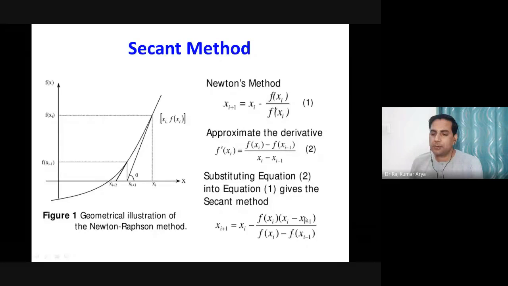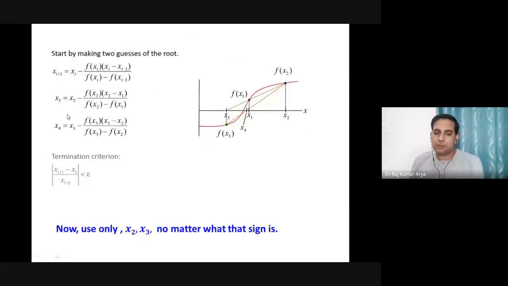Now from here you have substituted the derivative in this equation 1. Now you got another equation here, for x_{i+1}. You started from the first value only, and then you got another value from here. This method says you guess any two values, x1 and x2, and start your calculation here. No matter what the sign is, you would always get the answer.